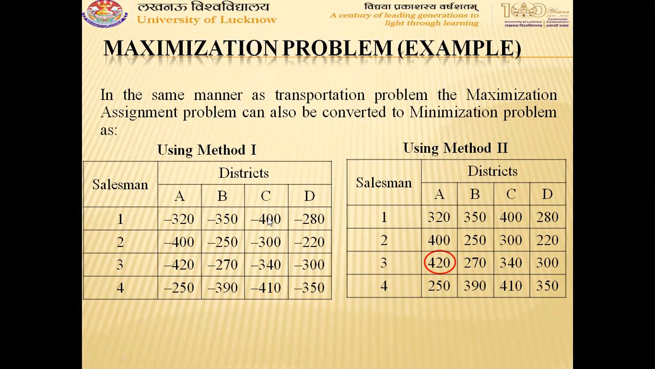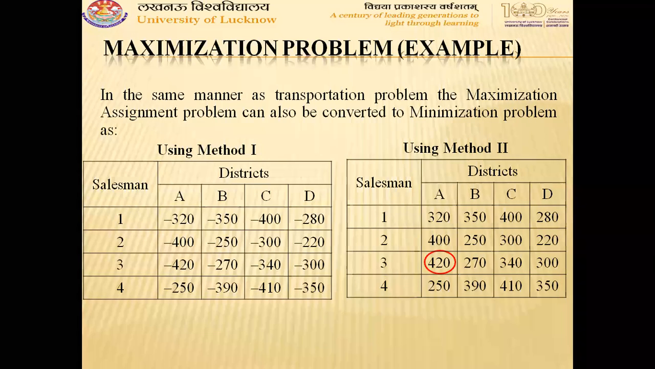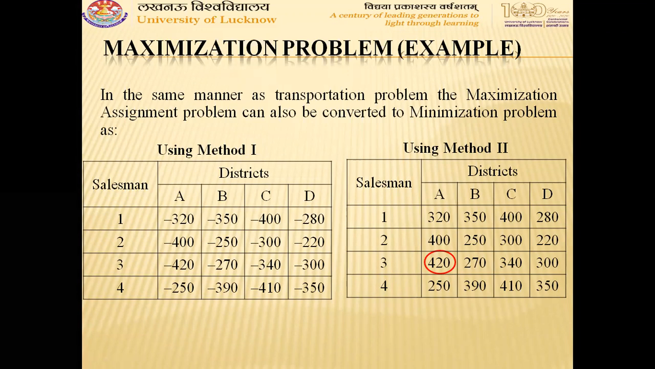Some persons take minus 400 as minimum and minus 350 as next minimum, whereas some ignore the minus sign and say 280 is minimum, so minus 280 will also be minimum and the next minimum will be 320. So the calculation will become wrong. So it is better to use the second method. In this method, each and every unit will be subtracted from the maximum profit or maximum sale. Here the maximum sale is 420. So each and every element will be subtracted from 420.